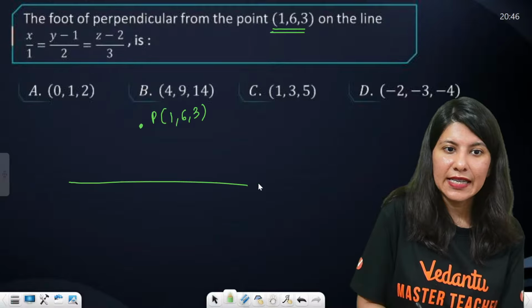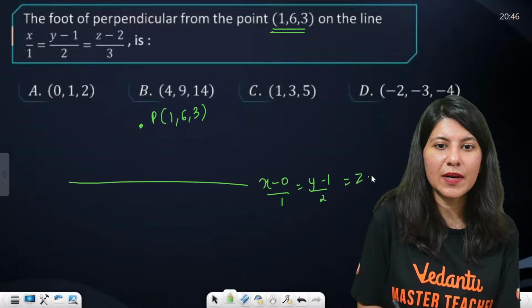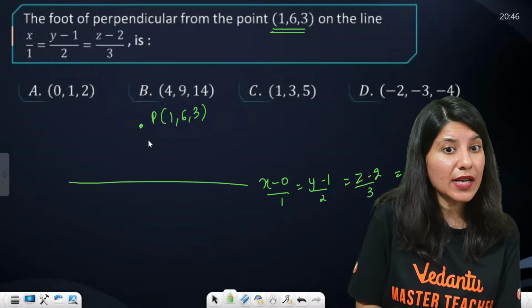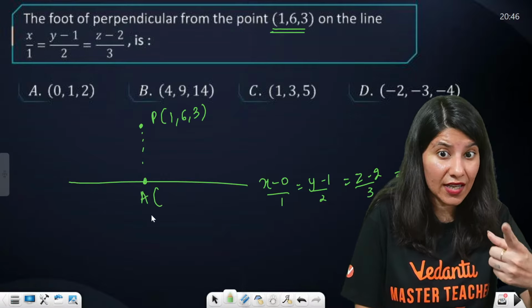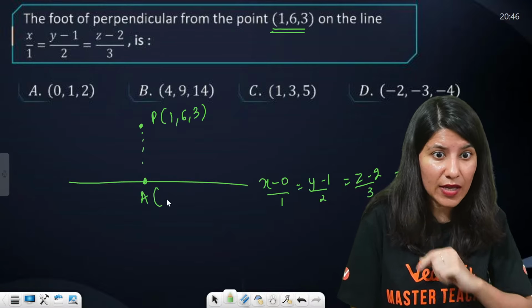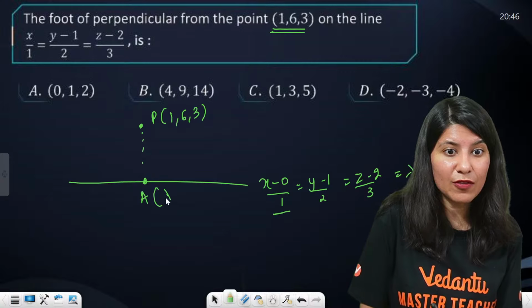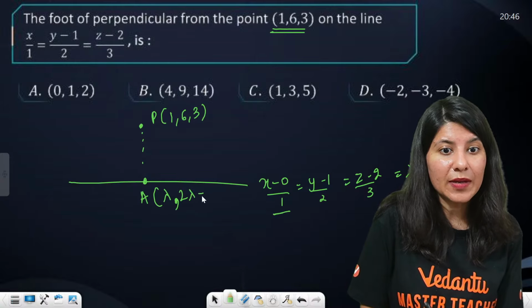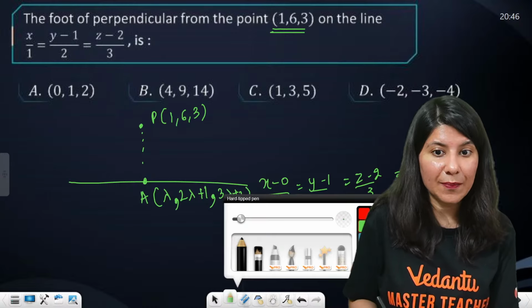Okay ma'am. The line you are getting is (x minus 0) by 1, (y minus 1) by 2, (z minus 2) by 3 equals lambda. Now step number 1 says that you have to assume point A in terms of lambda. Let's do that. So how to assume? You have to calculate the value of x, y, z in terms of lambda from here: lambda, 2 lambda plus 1, 3 lambda plus 2. Okay, this is A. Step number 1 done, ma'am.